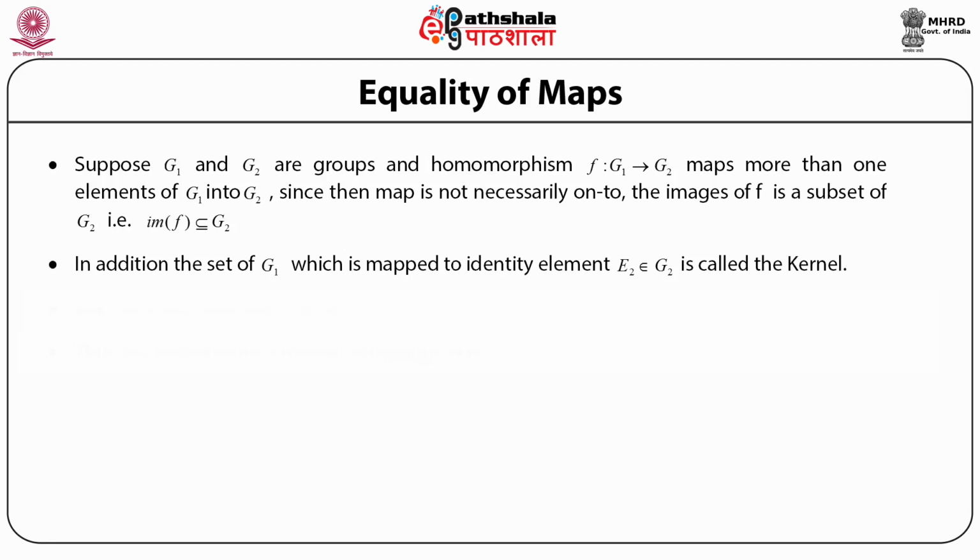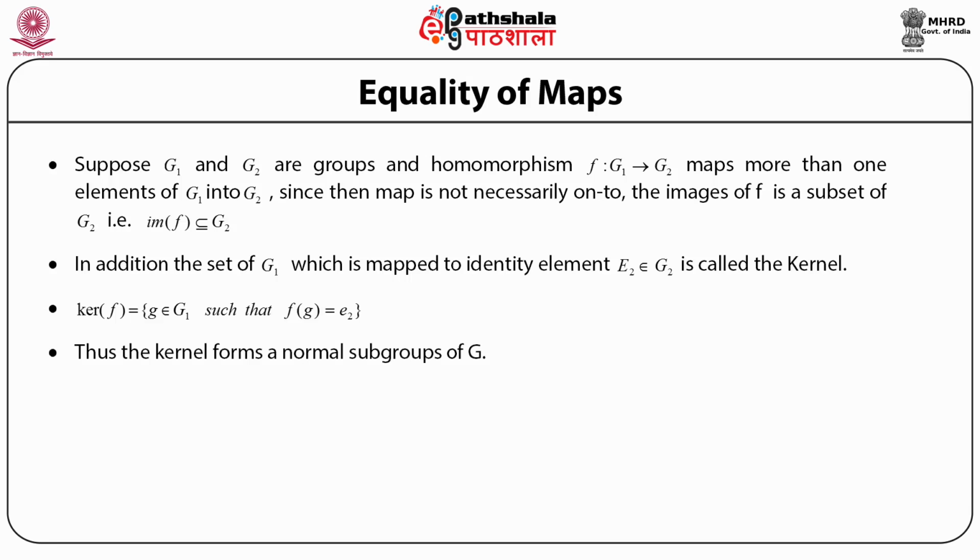In addition, the set of elements of G1 which are mapped to the identity element e2, which belongs to the group G2, is called the kernel. That means all those elements of the group G1 which are mapped to the identity element of G2 are called the kernel. So the kernel of F is defined as those elements g belonging to G such that F of g is equal to e2, the identity of the group G2. Thus, the kernel forms a normal subgroup of G.